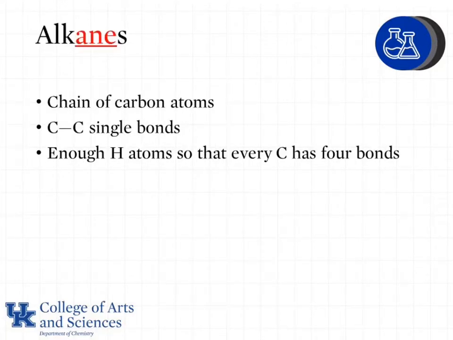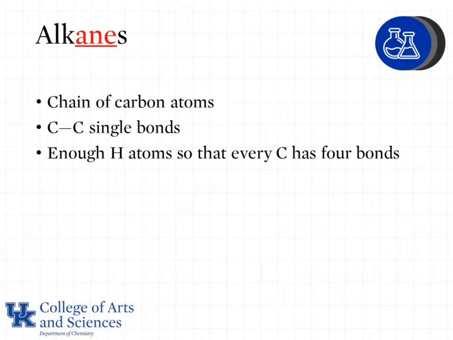So after looking at methane, which had 1 carbon, we can also see molecules that have 2 carbons or 3 or 4 or 5 or any number of carbons. And so they form some kind of a chain of carbon atoms, and they can be connected to one another in different ways, but it's just mainly carbon atoms. And we know that the bond between any pair of carbon atoms are all single bonds. We still have to follow our rule that every carbon must have 4 bonds, so we have enough hydrogen atoms so that every carbon has 4 bonds.